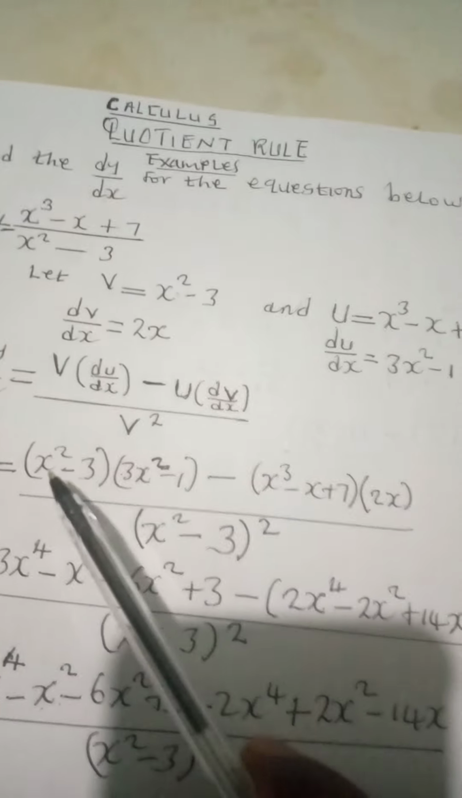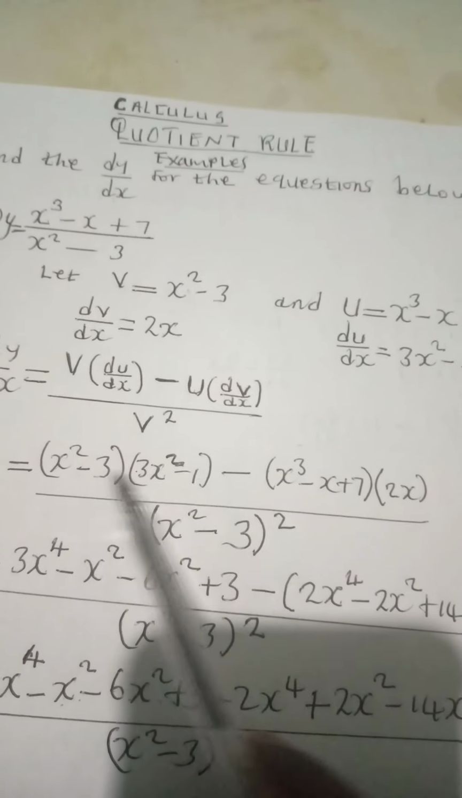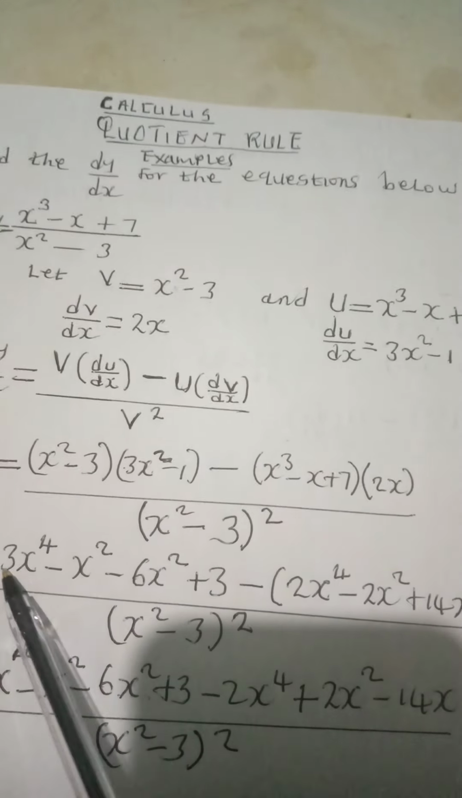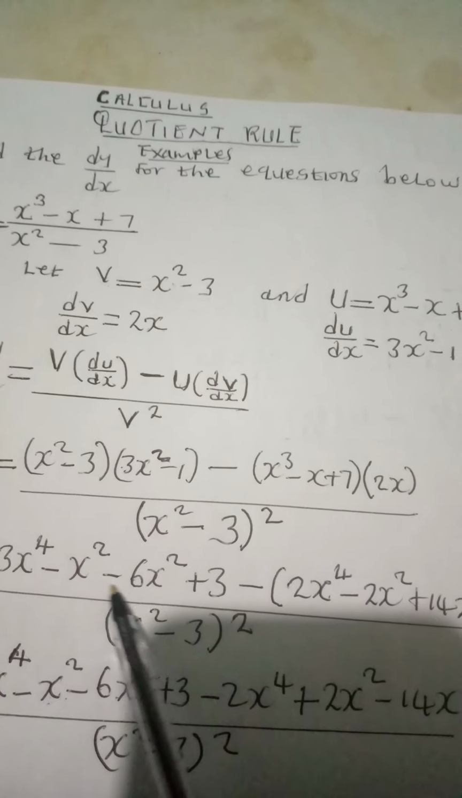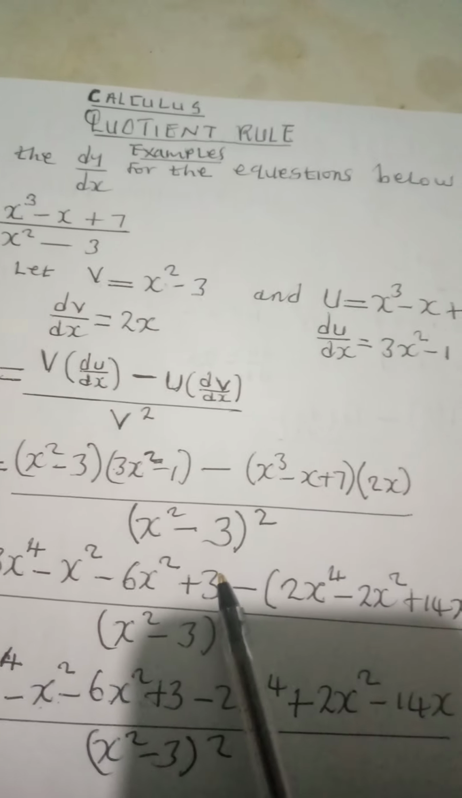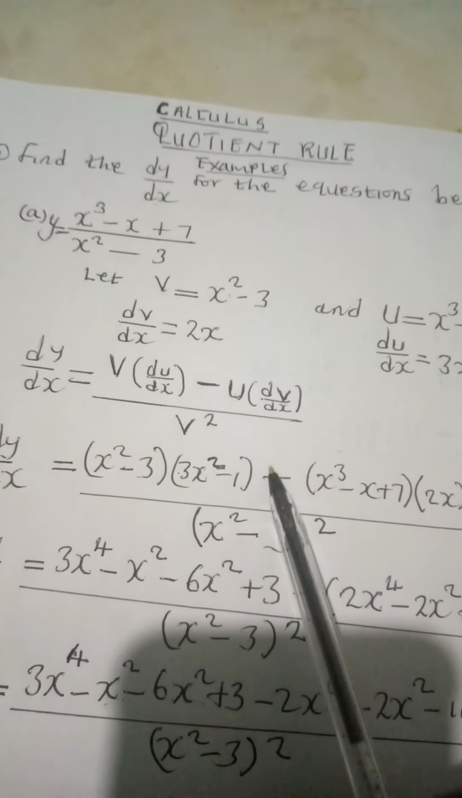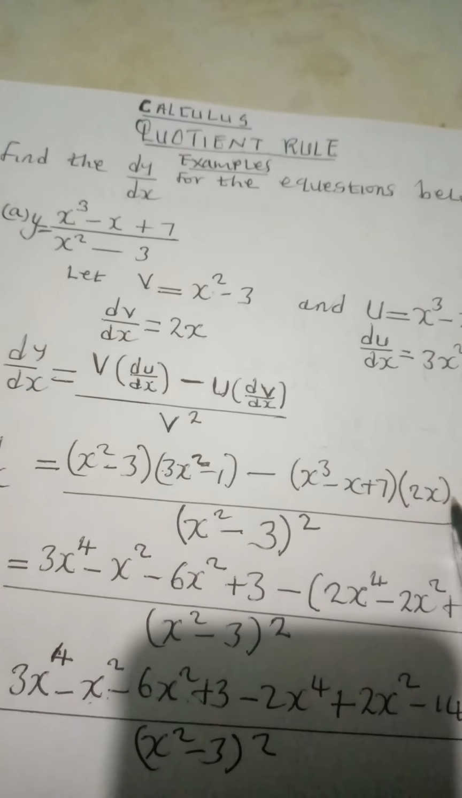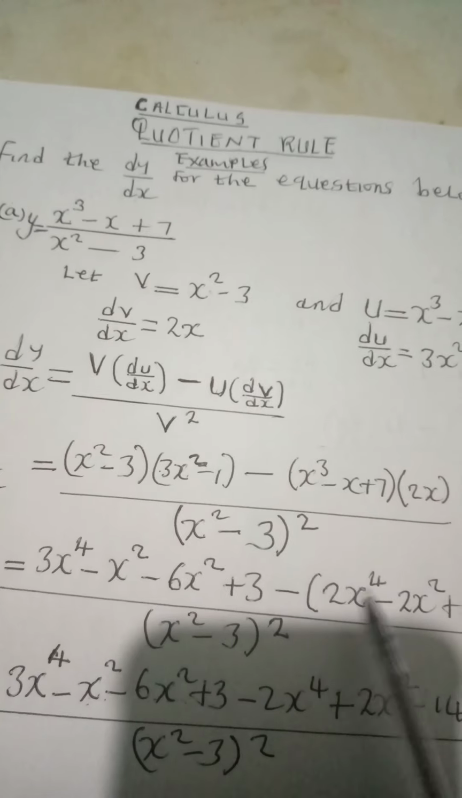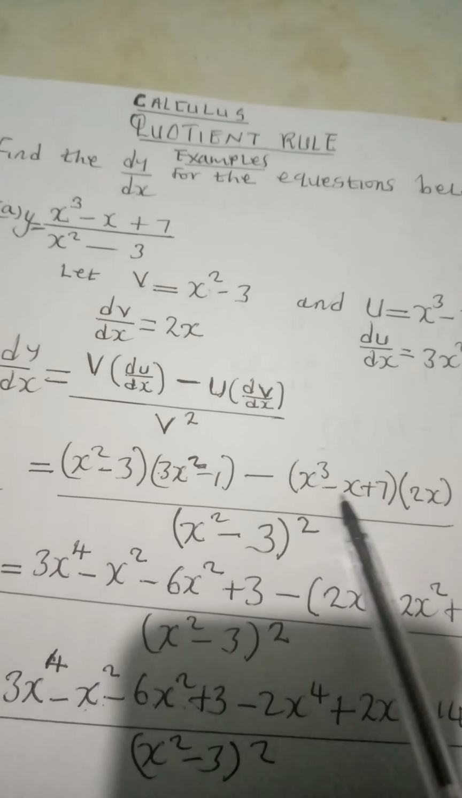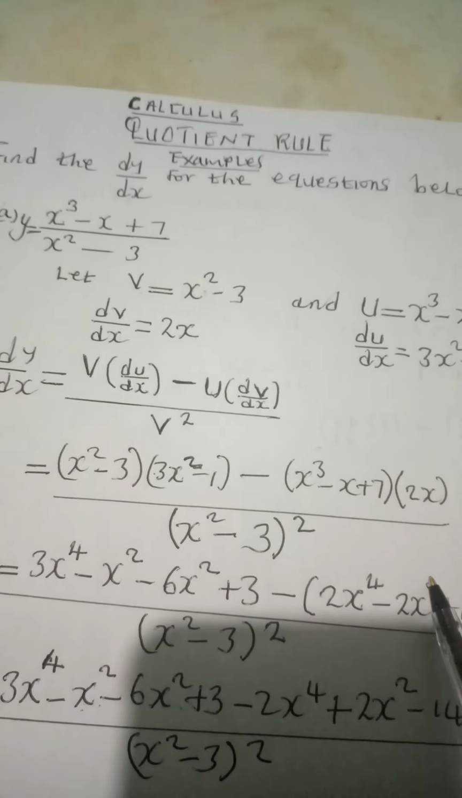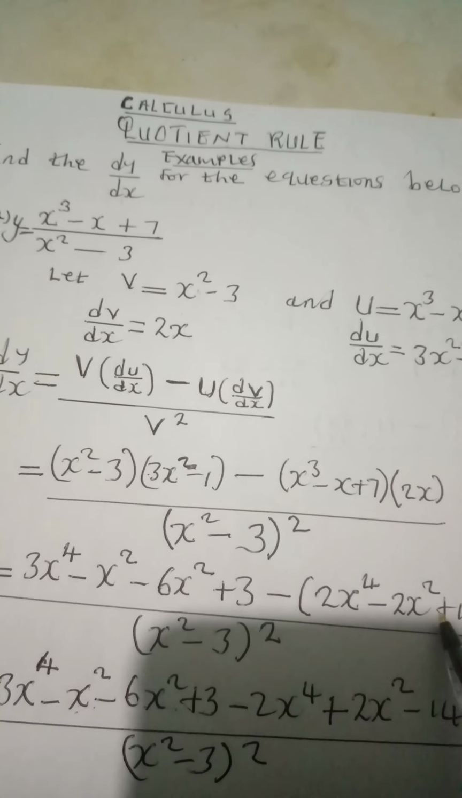We just multiply this times that. You know how to expand this. This times that, you get this part. Okay? Up to here. You see that? Okay, and then you get this minus, you bring it here. Then 2x times x to the power 3, 2x to the power 4, 2x times negative x, you get negative 2x squared, 2x times 7, you get positive 14x, you close.